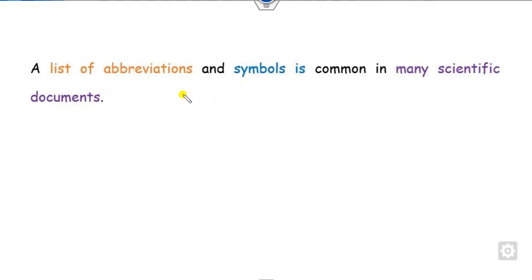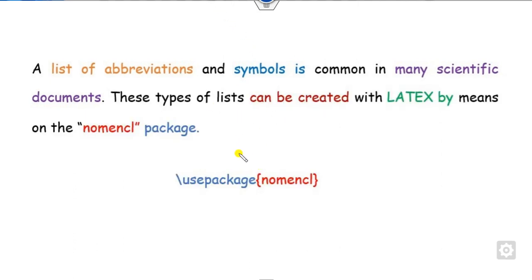The list of abbreviations and the list of symbols is very commonly used in many scientific documents. Here the document means your master thesis or your PhD thesis, as well as your reports, as well as your research paper. So the list of abbreviations and symbols is most commonly used. How can we use them with the help of LaTeX?